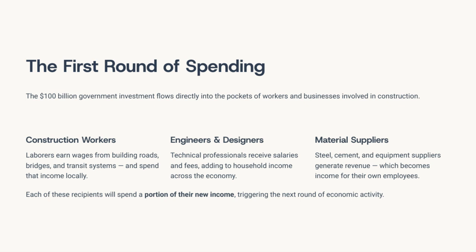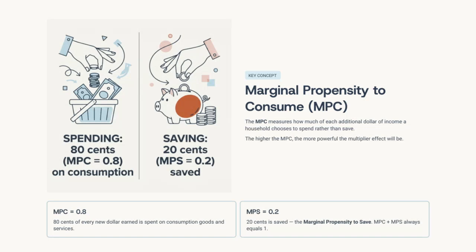Let's talk about the marginal propensity to save, which is represented by that 20 cents saved from each dollar earned. This concept is paired with the marginal propensity to spend, or MPS, and together they always add up to 1.